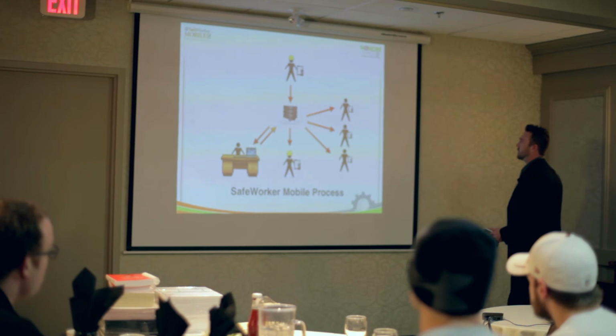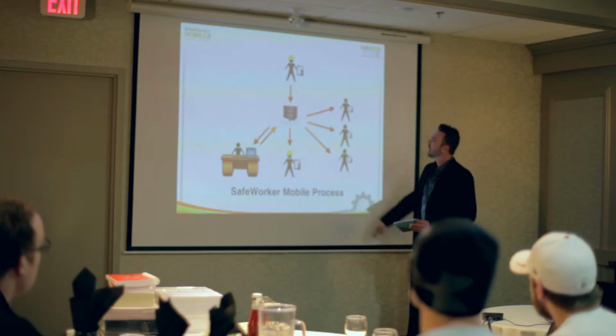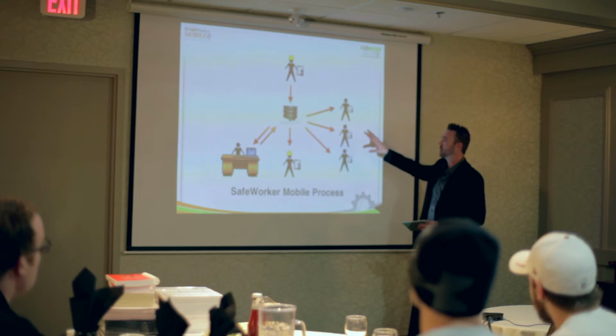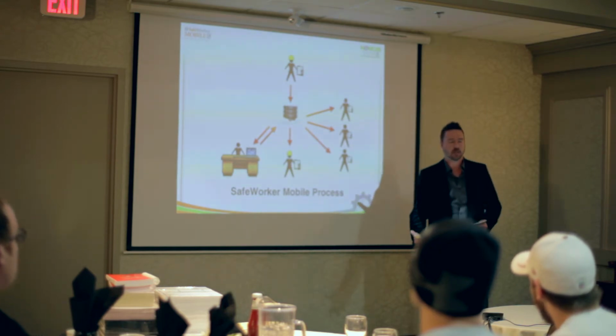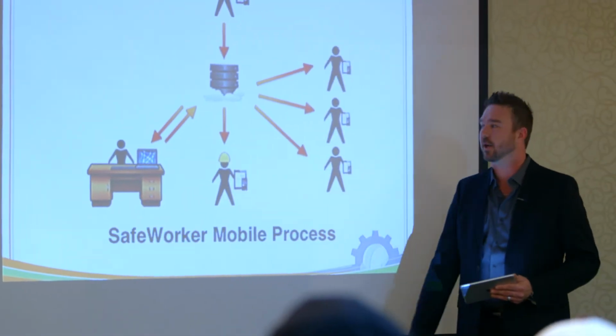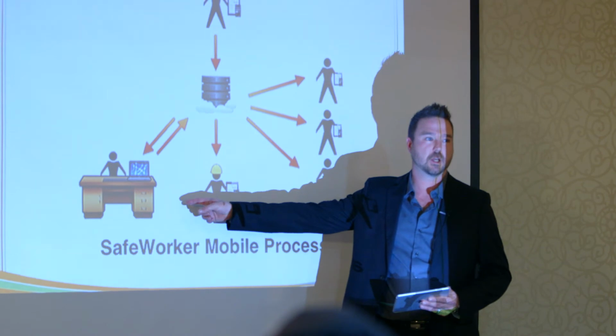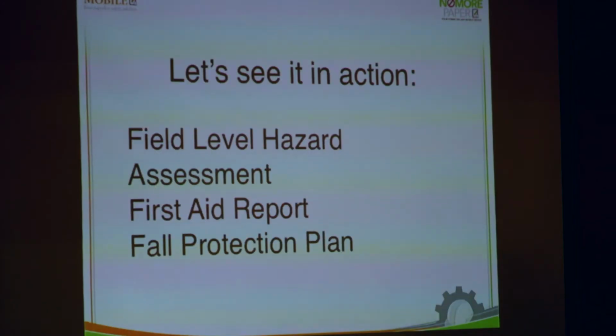Here's your new process with Safeworker Mobile. You go from the field, fill out the form, data goes to our processing cloud, and then the notifications and information get distributed instantaneously to predestined destinations. They go to people in the field that require corrective action, and they go to you in the office so that you can see what's happening in real time.